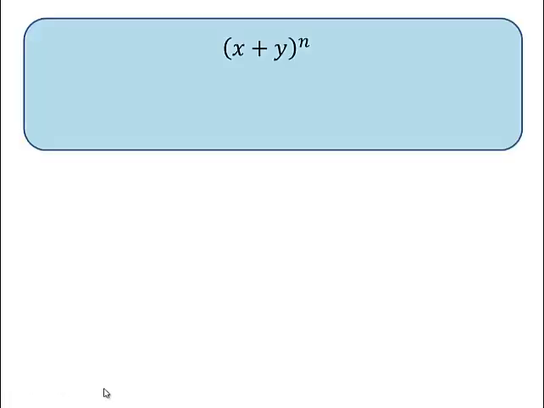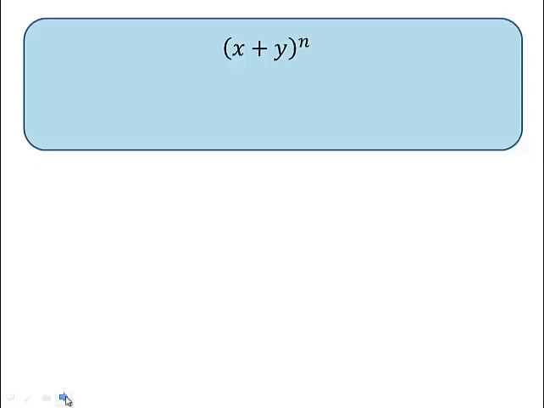Our binomial here is x plus y, and we are raising it to the nth power. This is just a general binomial raised to some exponent. So what we're writing down here is the actual theorem. We are going to write down what this would result in if we were to expand it out by multiplying. We're just going to skip the multiplying part.